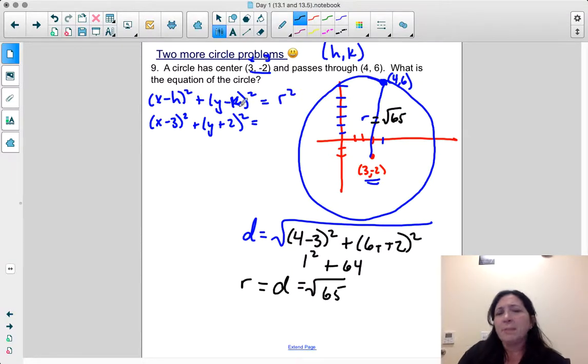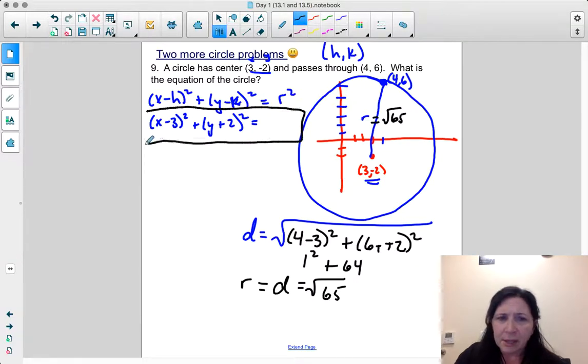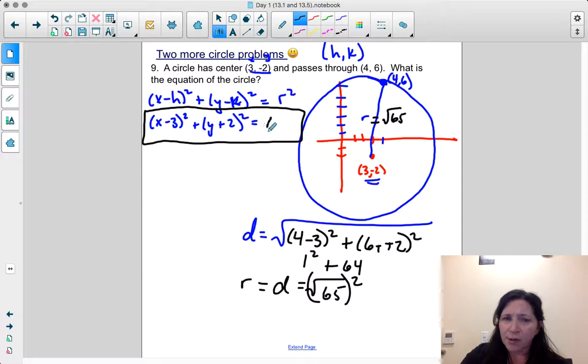So this value is the square root of 65. Super. But keep in mind what I actually need to put in my equation here for standard form. This value is r squared, but what I have is r. So what I need to do is square it to get r squared, and so this value is 65.